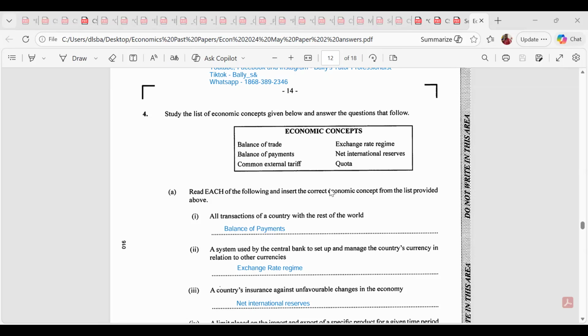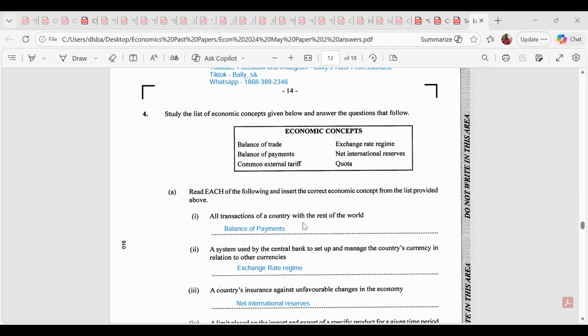Visible goods, right? The visible goods, the tangible ones, not services. So it would not have been all transactions of a country. That would have been balance of payments. Then it said a system used by the central bank to set up and manage a country's currency in relation to other currencies. That would be your exchange rate.